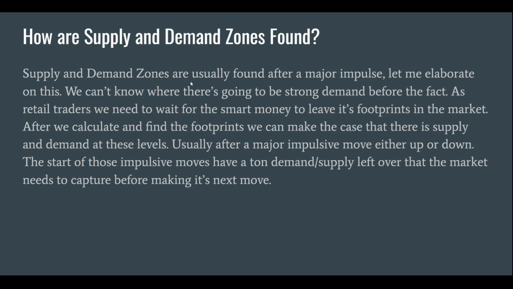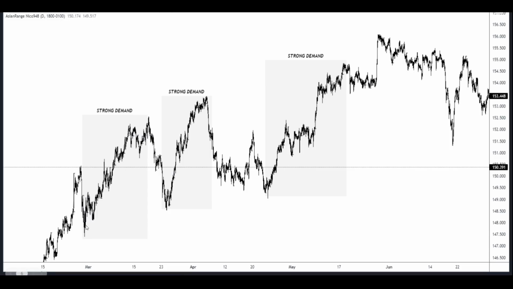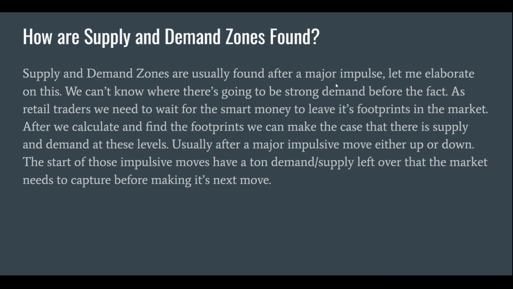Supply and demand zones are usually found after a major impulsive move. Right here, we can see that this is our impulsive move. These are our major impulsive moves. We can't know where there's going to be strong demand before the fact. What I mean by that is, no matter who you're trading with, you could be trading with WWA, ICT, at the end of the day, if none of us really have friends that work at a hedge fund or something like that, we don't really have any idea where there's going to be strong demand and supply before we can see the impulsive moves.